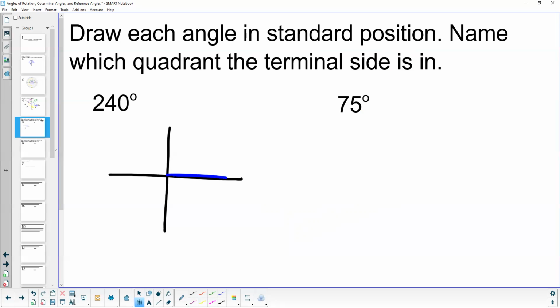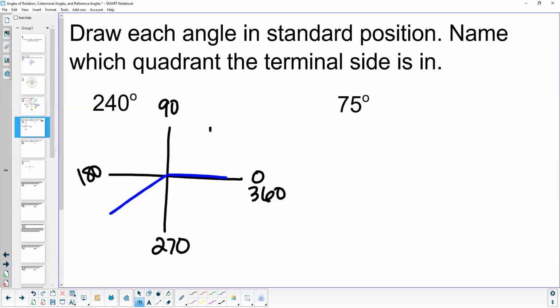Well, one thing I like to do is think about where these angles are going to be. So here it's at 0, straight up is 90, over here is 180, down at the bottom is 270, and then back here is 360. So if we have something that's 240, it is going to be between 180 and 270. So we're going to put it over here.